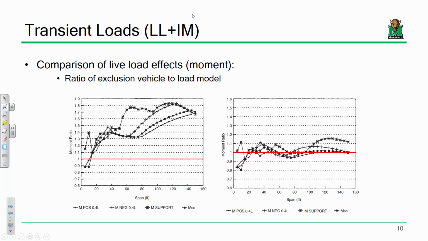Before, and I'm just keeping it simple, we used to use just the truck and the lane load model by themselves and take the worst case of either of them. Well, what we do today is, instead of taking either/or when it comes to the truck and the lane, we sort of combine them. And what you see here is a graph of before and after.